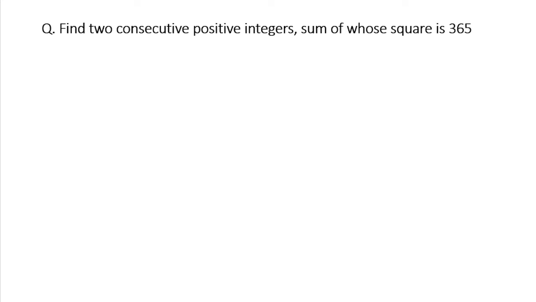Hello students, in this question it is given that find two consecutive positive integers sum of whose square is 365. So first of all we want two consecutive positive integers. So we are going to take the integers as x and x plus 1.